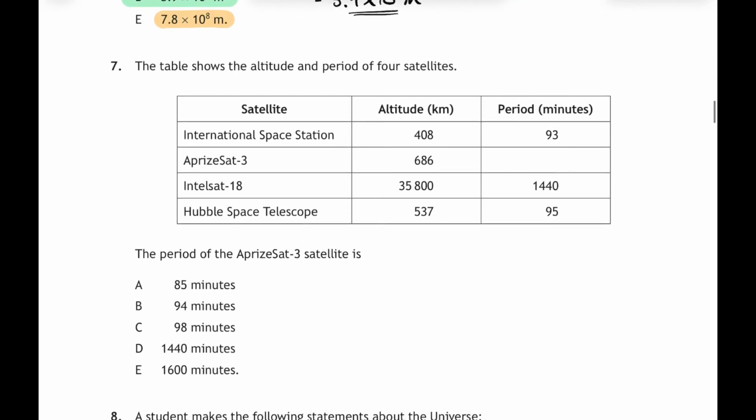Sneaky. Question 7. Table shows the altitude and period of 4 satellites. Altitude is the height above the Earth's surface, and the period is the time it takes to go round once. So we're looking for the period of APRIS-SAT 3, and if we look at the pattern of the numbers, the lower the altitude, the shorter the period. So if the altitude is 686, we're looking for a period that is just greater than 95, and so the only one I think we can pick is 98 minutes. The greater the altitude, the longer the period. So 7C.